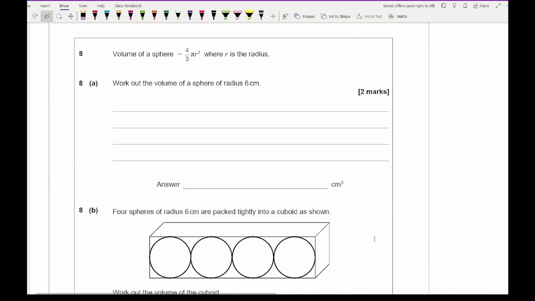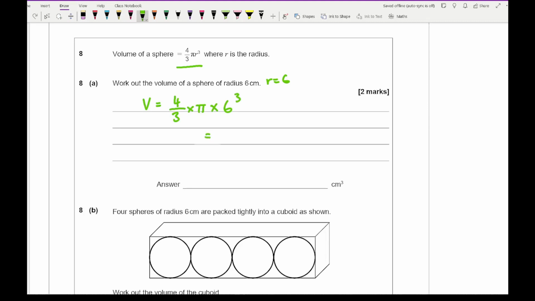Moving on to question 8, it says the volume of a sphere is 4/3 pi r cubed, where r is the radius. Work out the volume of a sphere with radius of 6. So here I'm just substituting r equals 6 into this formula. So V equals 4/3 times pi times 6 cubed. And that'd be worth 1 mark just by writing that.